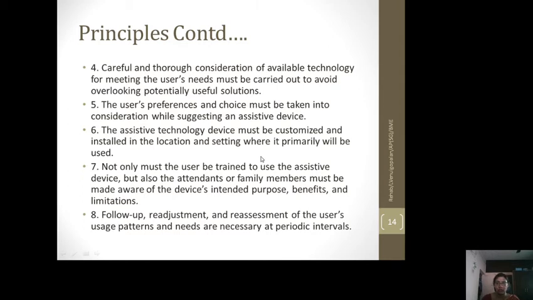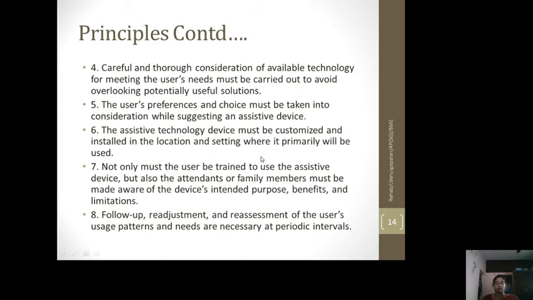Then the assistive technology device must be categorized and installed in a location and setting where it will primarily be used. Very, very important one. So wheelchair. Suppose I'm setting a wheelchair up for a patient. Then I should set it up in exactly the place where the user is going to use it for the maximum amount of time, because the wheelchair that I'm setting up might work perfectly well in the hospital environment, might work perfectly well in the premises where I'm training the user to use it. However, when they go home, they might struggle with the wheelchair, right?